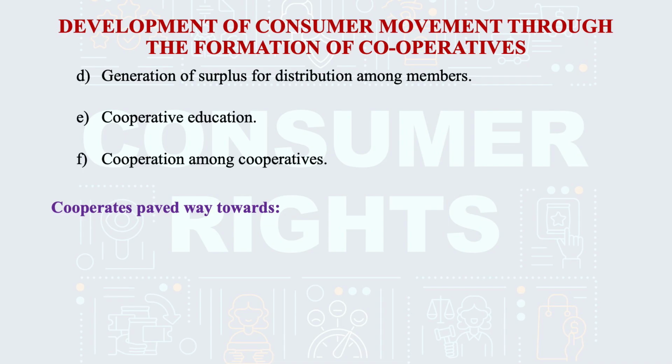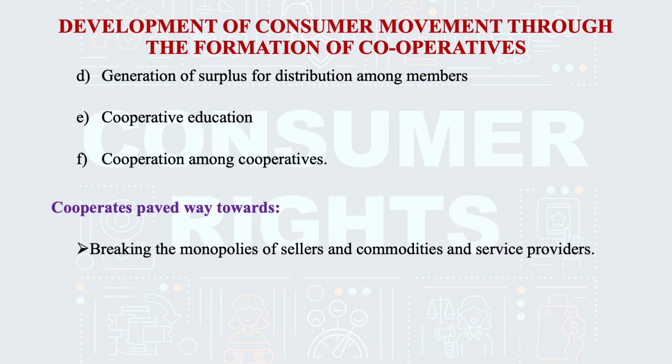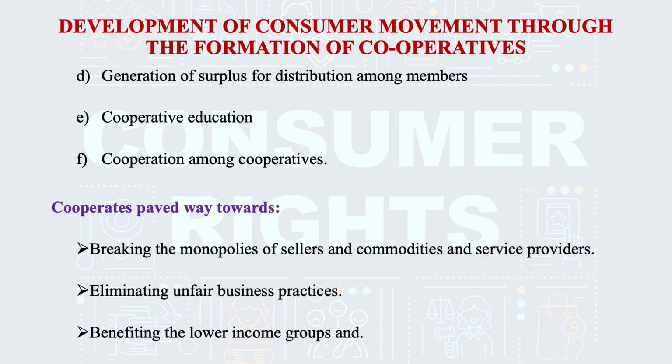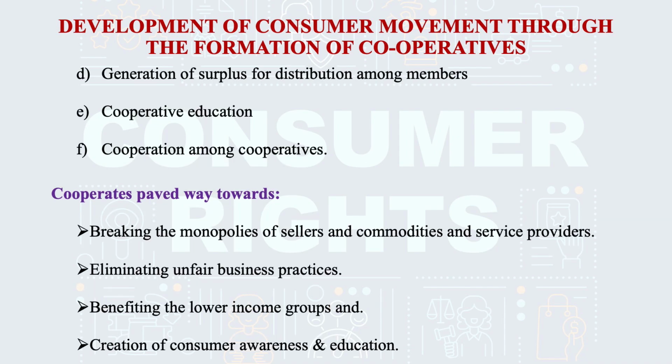Now the cooperatives, by following these principles, have paved the way towards breaking the monopolies of sellers of commodities and service providers. That is one of the achievements made by the cooperatives. Then eliminating unfair business practices adopted by the traders. Then benefiting the lower income groups of the community, the lower set of the community. Then creation of consumer awareness and education.